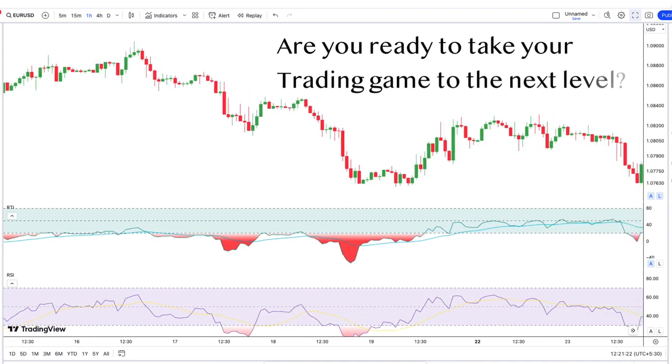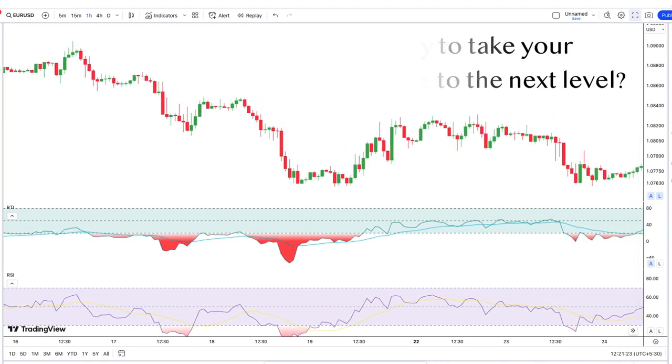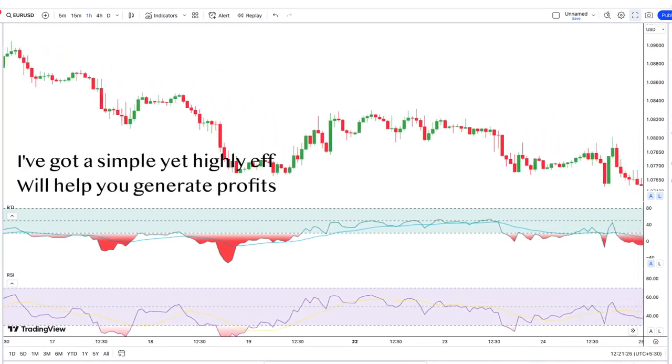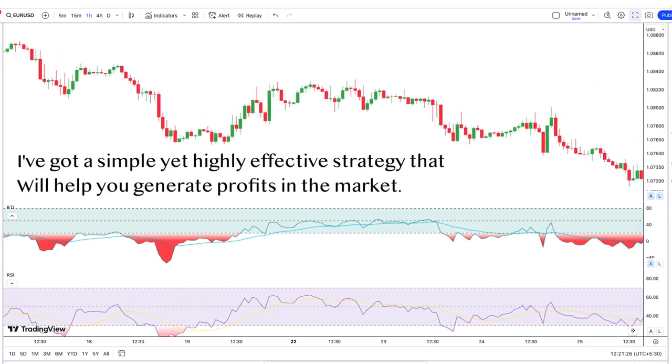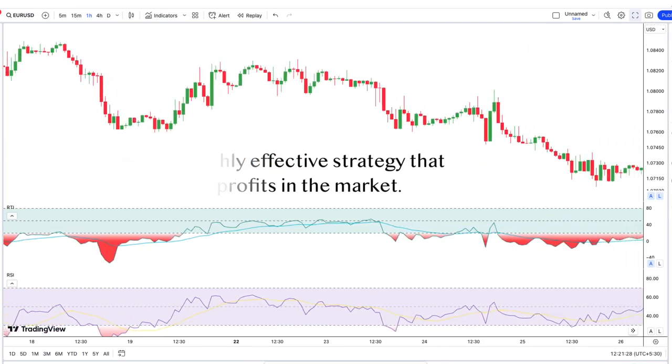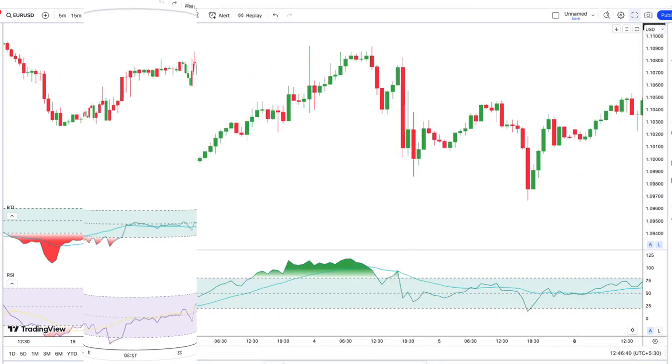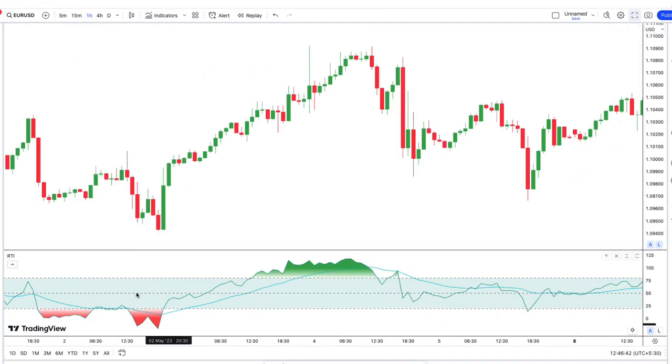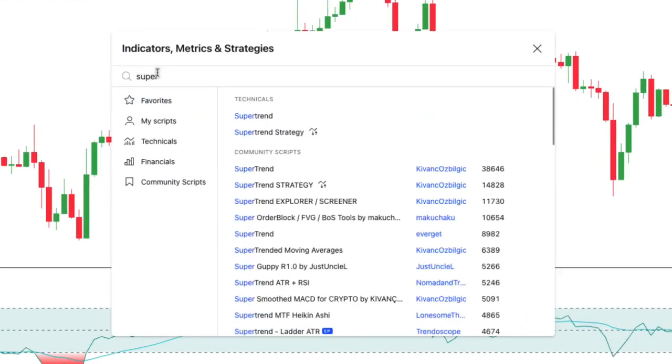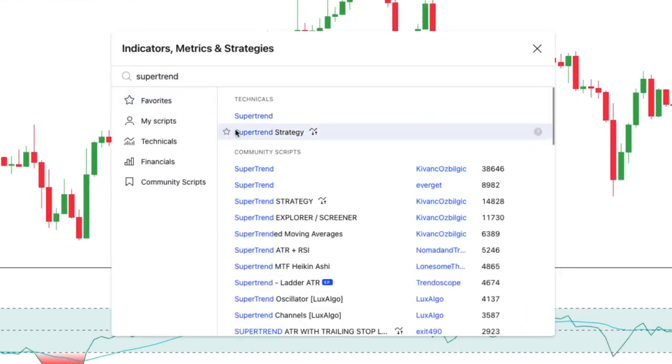Are you ready to take your trading game to the next level? I've got a simple yet highly effective strategy that will help you generate profits in the market. And the best part? It's incredibly easy to implement. Let's start by adding the Super Trend Indicator to your trading platform. Head over to the Indicator tab and search for Super Trend.